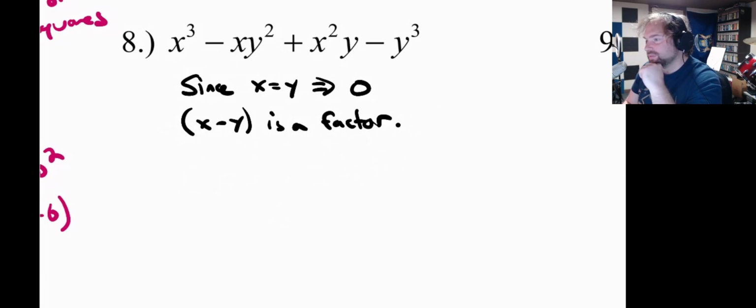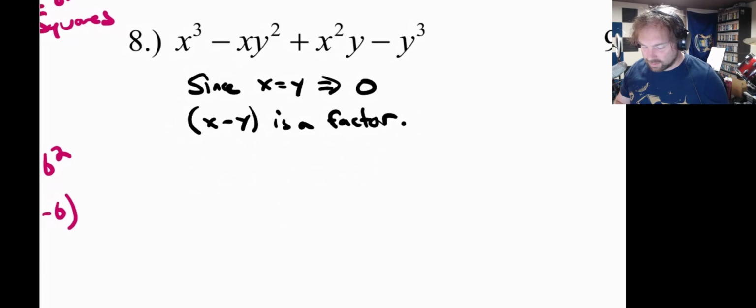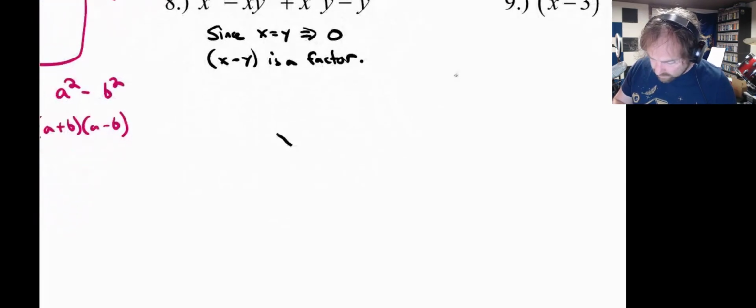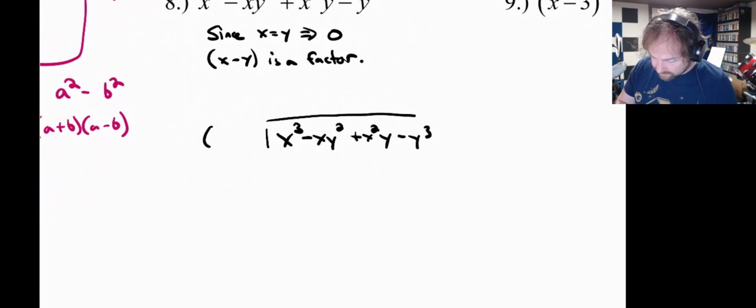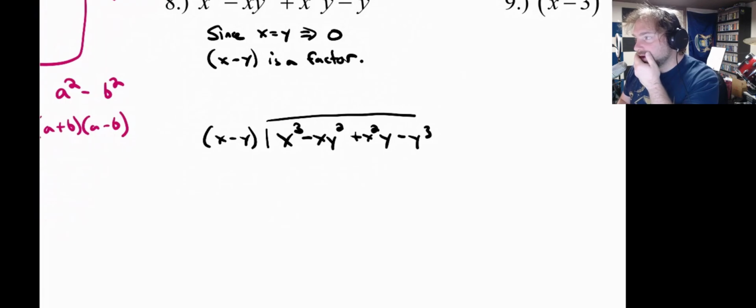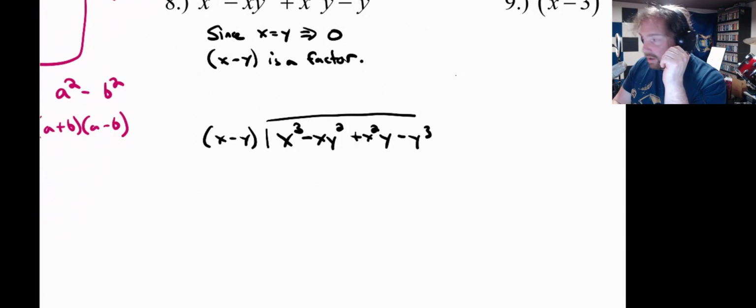There are probably other ways to think about this problem, but what we're going to do is long division, which we will talk about in chapter 1 of AP Calc. We're going to take x to the third minus xy squared plus x squared y minus y to the third, and divide it by x minus y, because I want to see what's left over if I get rid of the x minus y factor. So I'm going to run through a polynomial long division. I did not expect to do that when I started recording this video, but there we are.